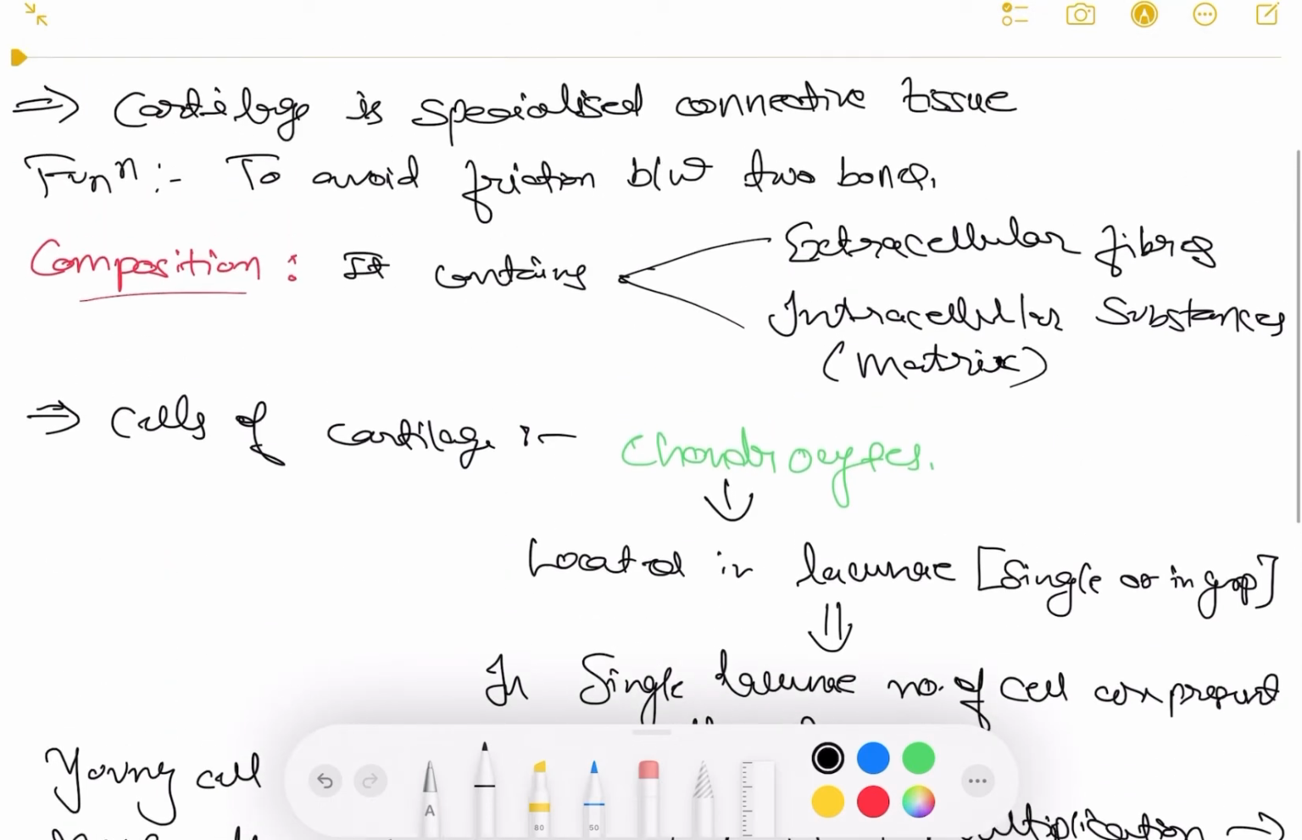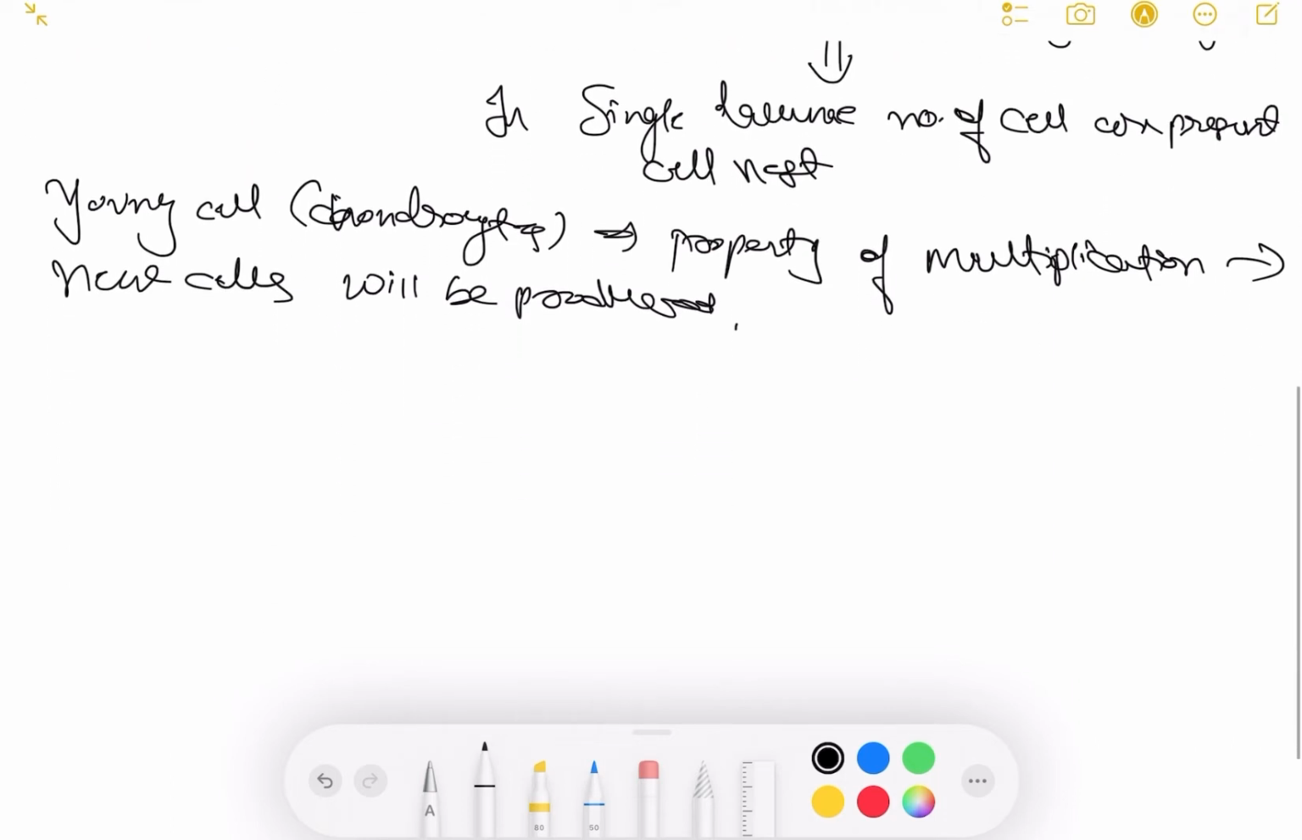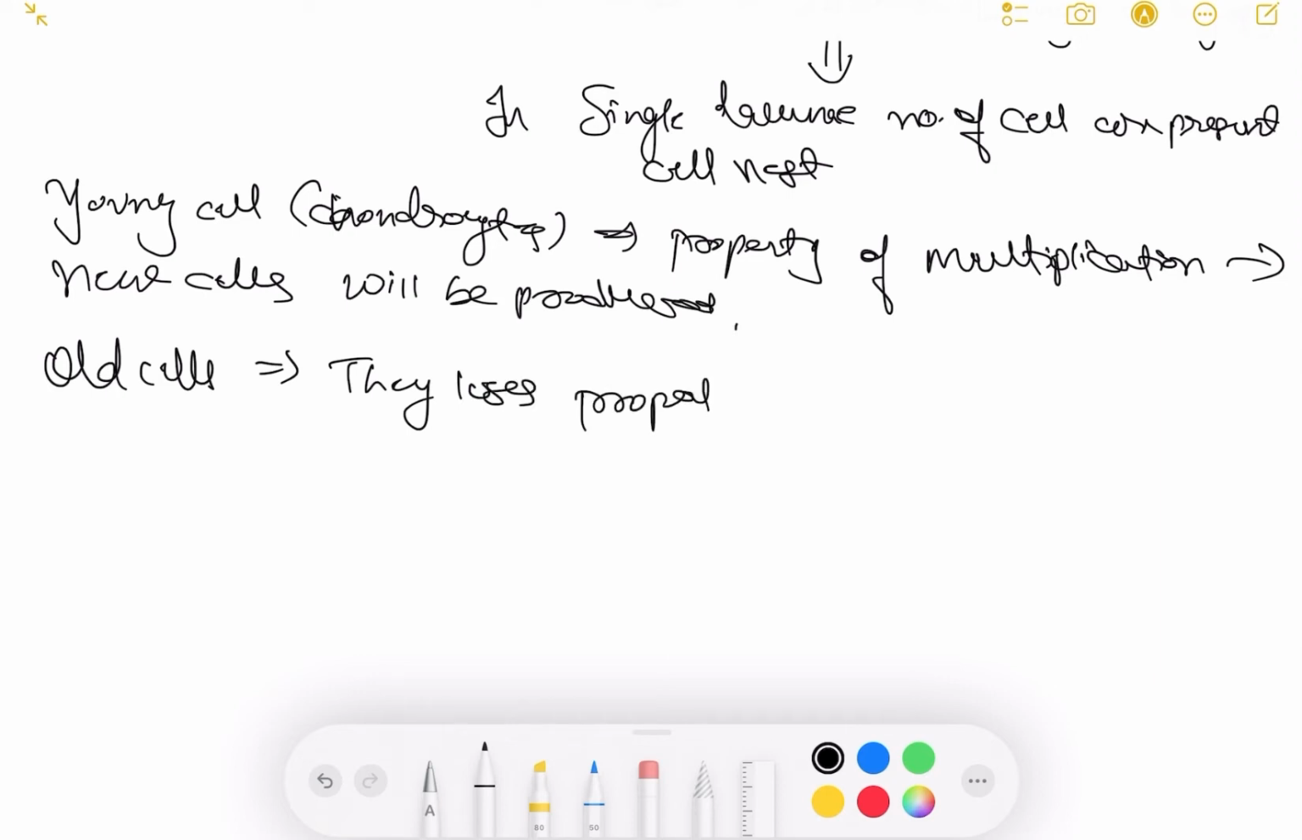We have seen what is cartilage, composition, cells of cartilage. Now if the young cells of the cartilage have the ability to multiply, then new cells are produced. And suppose old cells lose the property of multiplication. So what will they be doing? If they lose the property of multiplication, what will they be doing?